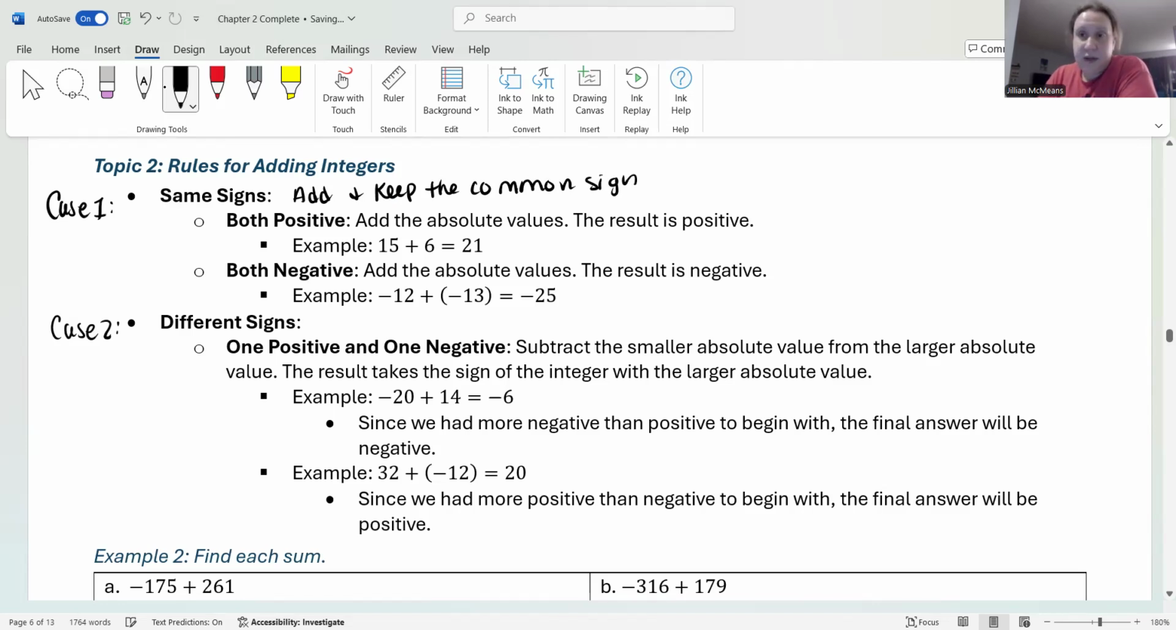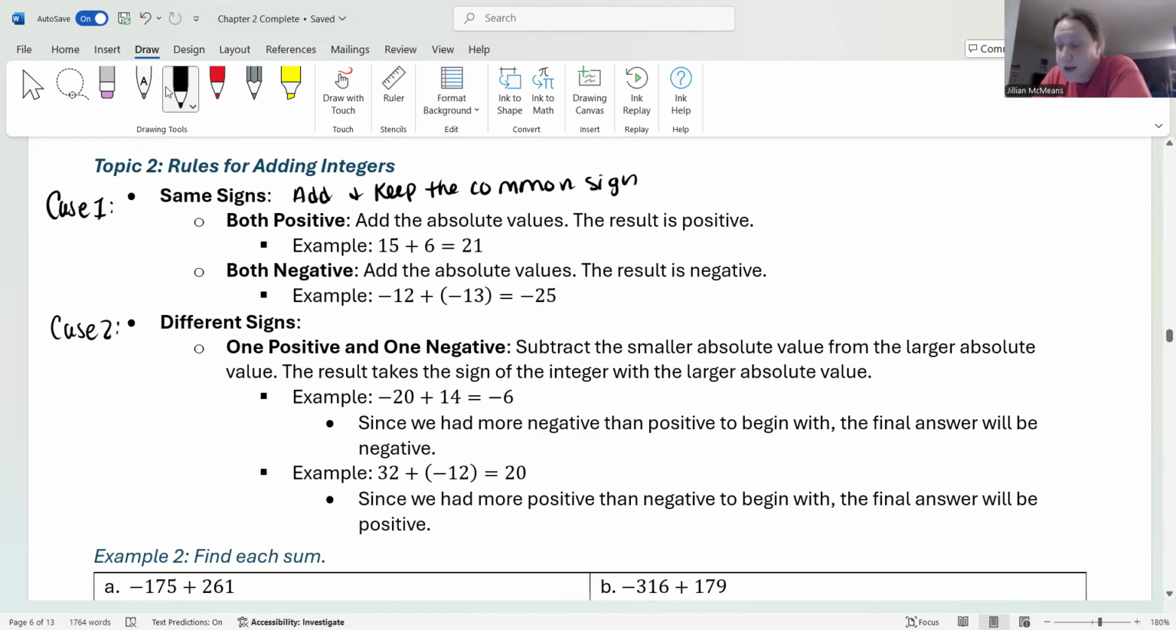So you can see I have an example of each situation. Positive 15 plus positive 6, that is just regular old addition. That's what we're used to. So we would add 15 and 6, we get 21. Since we have 15, which is positive, and we're adding more positive to it, the result is just going to be even more positive.